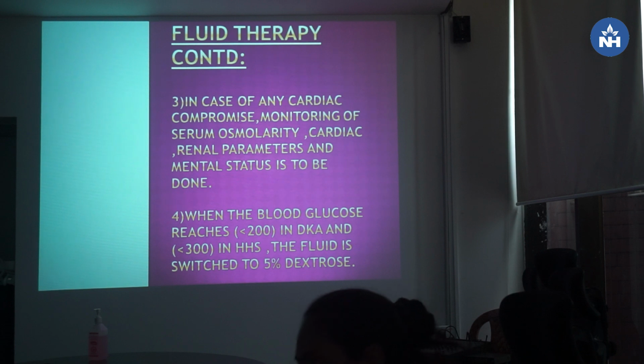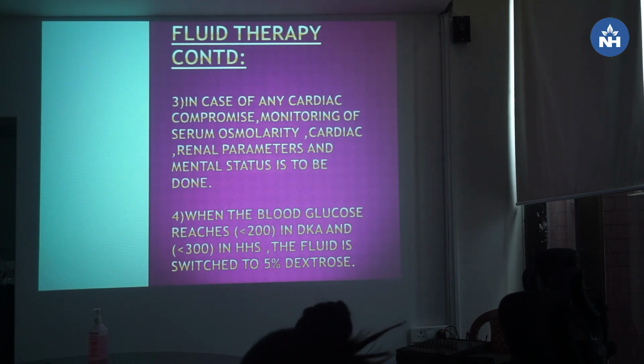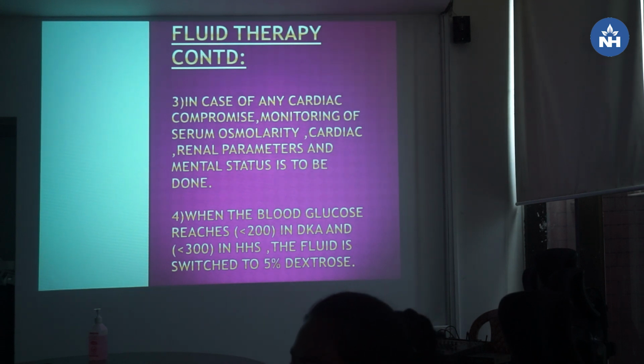So what is the reason for this? Take the two of them separately. So you take the DKA first. When the blood glucose reaches less than 200 in DKA, you want to switch off the fluid, which is perhaps the normal saline you are giving. Yes, sir. And you want to switch to 5% dextrose. Why is that?